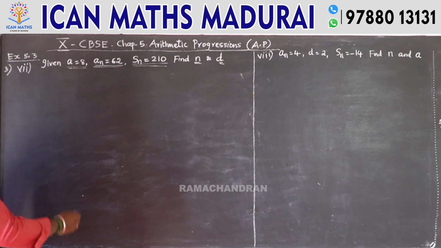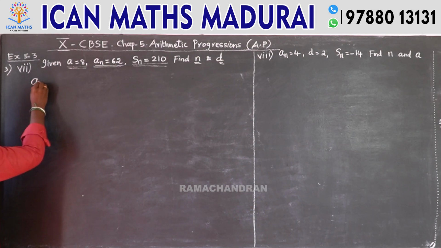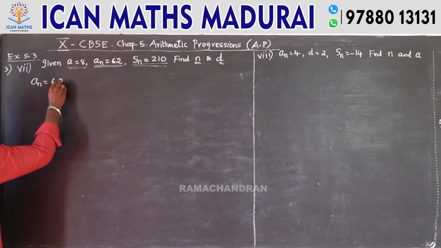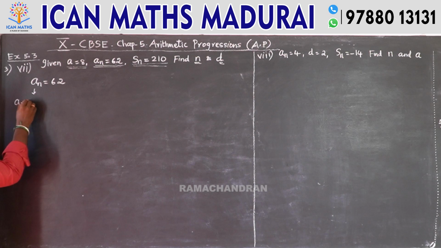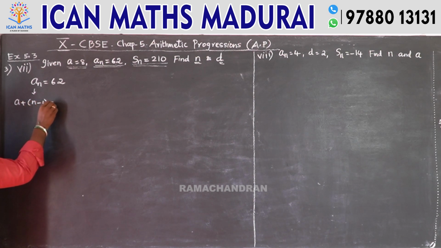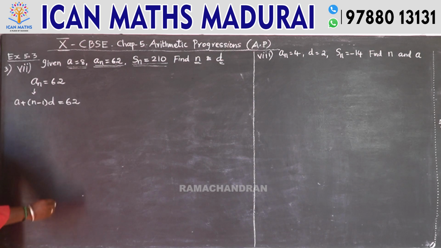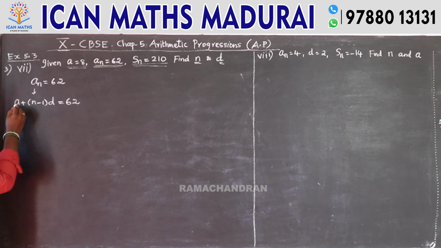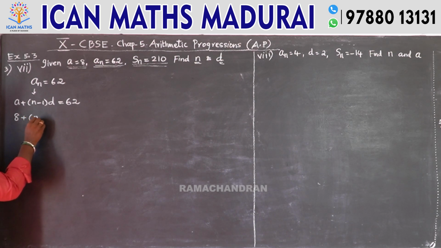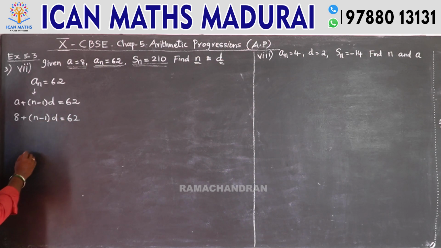By using the given hints, an is equal to 62. Substitute the nth term formula. We know the nth term formula is a plus (n minus 1) into d, and this is equal to 62. In the question, they have given the value of a. a is equal to 8. So the a value is 8, and 8 plus (n minus 1) into d is equal to 62.